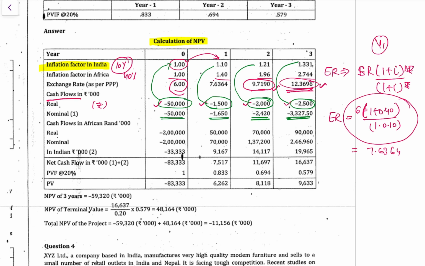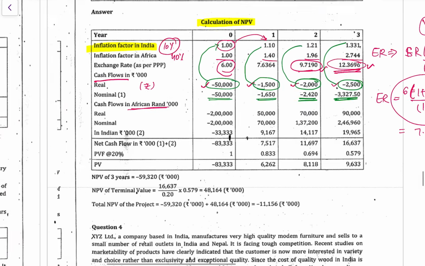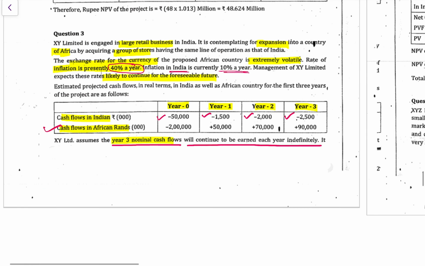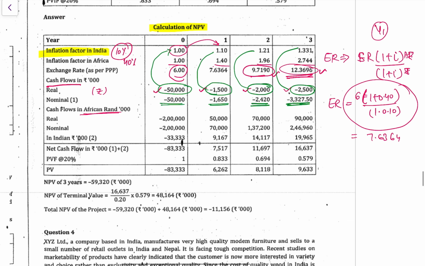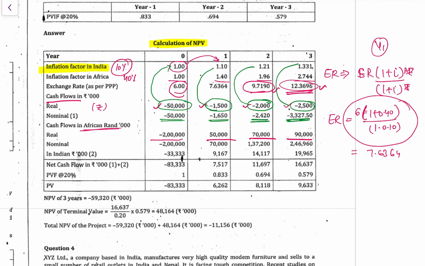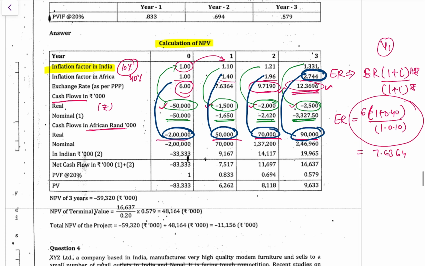And then I have to calculate the cash flows for African rand in the same way. I have been given my cash flows as negative 2 lakh, 50,000 plus, 70,000 plus and 90,000 plus. Here also 2 lakh into 1, 50,000 into 1.4, 70,000 into 1.96 and 90,000 into 2.744. And I will get my nominal cash flows, right?